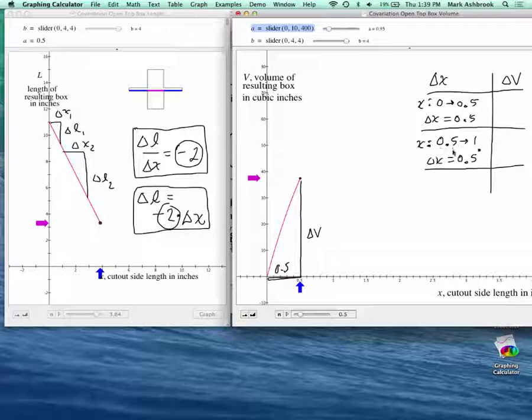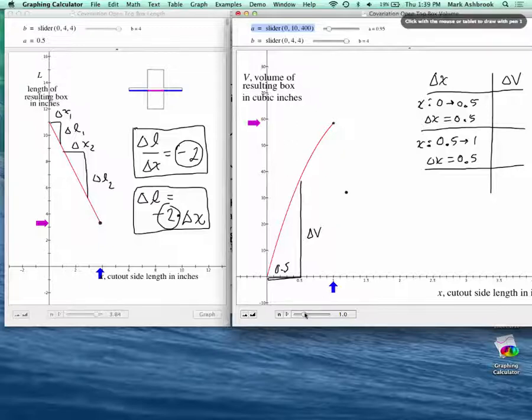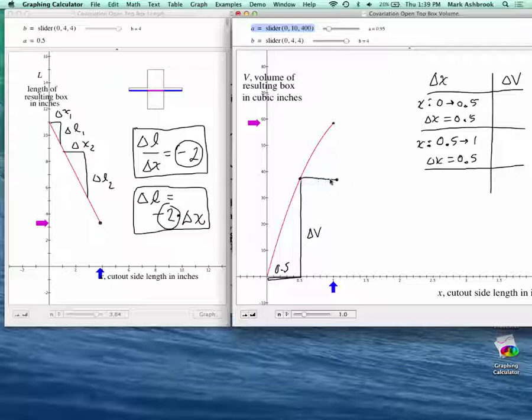Then I'm going to do it again. So now I'm starting at 0.5, and I'm going to let the side of the cutout increase by 0.5. I need to get this toggling with the arrows. Okay, there we go. So starting at x equals 0.5, we get a delta x of another 0.5. And I want to find the corresponding change in volume right there, delta v.